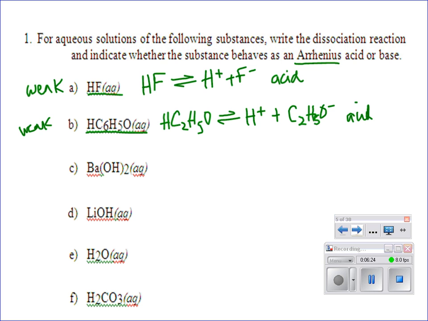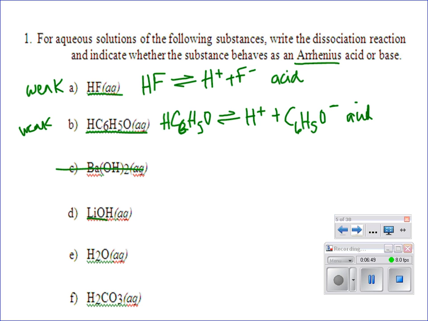What? Oh, C6. Thanks. C6H5O-. I'll just rewrite it because that looks really ugly. Well, I did it here as well. That's why I copied it wrong. Okay. I don't like C. Let's just go to D.